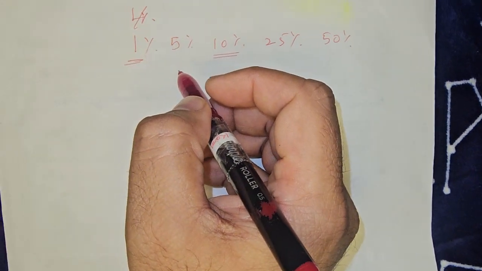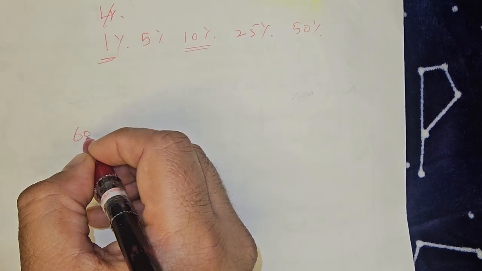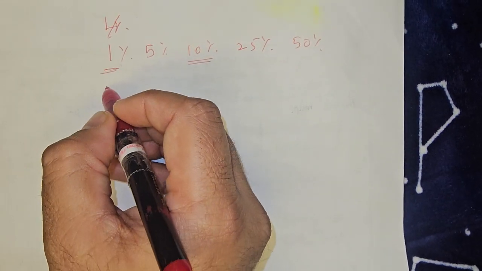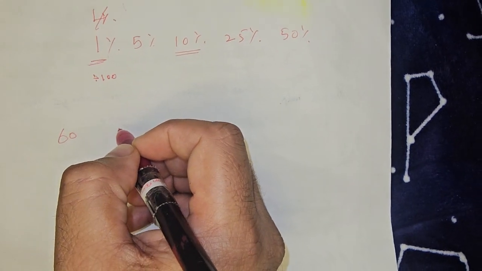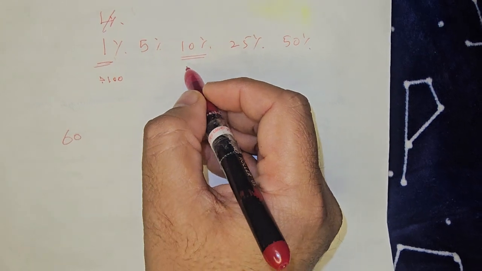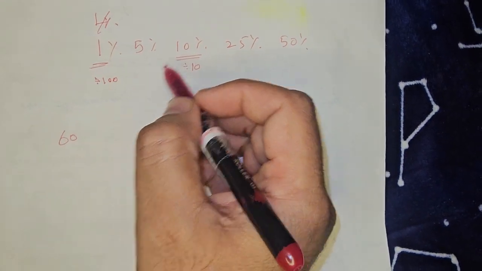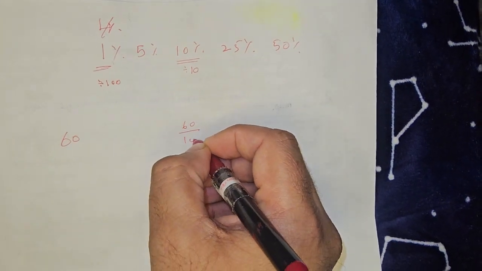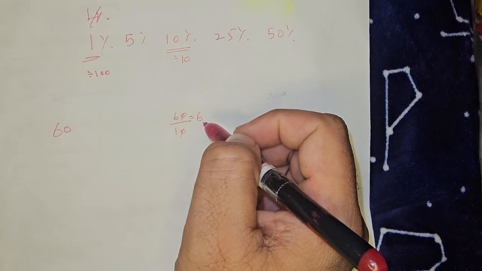How it's going to work is this way: for example, if I have $60 and I want to find 1% of it. Finding 1% means I have to divide the number by 100. This will give me 1% of a number. To find 10% of a number, I will divide the number by 10. So for example, if I want to find 10% of 60, I will divide 60 by 10. So I will write 60 over 10. Cancelling the zeros, 6 is the 10% of my number.